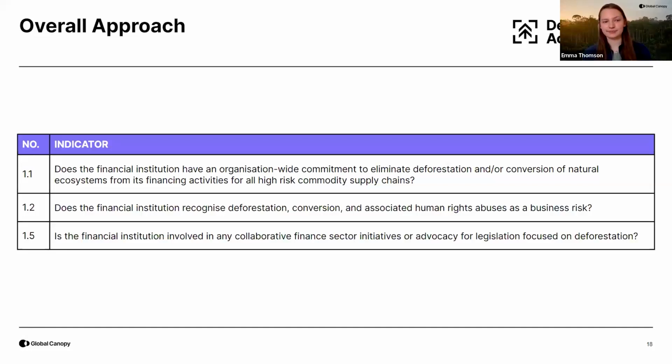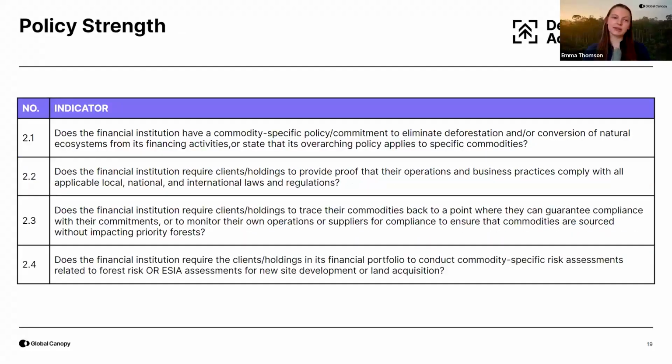Next slide, please. Thank you. Our policy strength section, which looks at things including, as you can see in indicator 2.1, whether the institution has a commodity-specific policy to eliminate deforestation or conversion of natural ecosystems from its financing activities. So for this indicator, the commodity must be named in order to score. So if your deforestation policy applies to palm oil and soy, then to score for this indicator, it does need to name palm oil and soy.